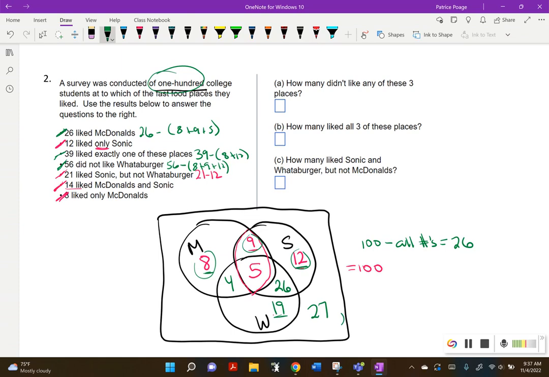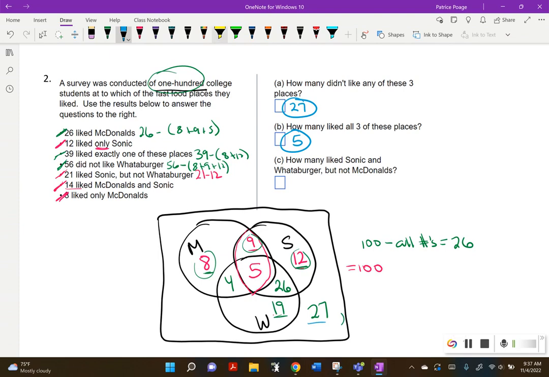Now to answer the questions. It says, how many didn't like any of these places? So that would be the 27 on the outside. How many liked all three? That would be the 5 in the middle.